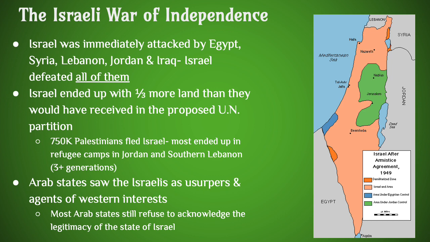The Arab states saw the Israelis as usurpers and agents of the West. They didn't think that Israel had the right to exist. And in fact, many Arab states still, to this day, refuse to acknowledge that Israel has a right to exist.